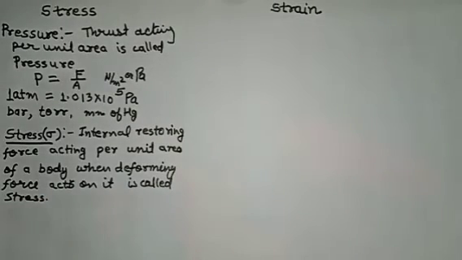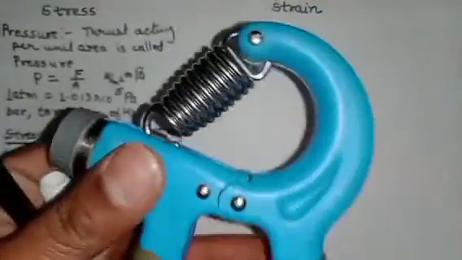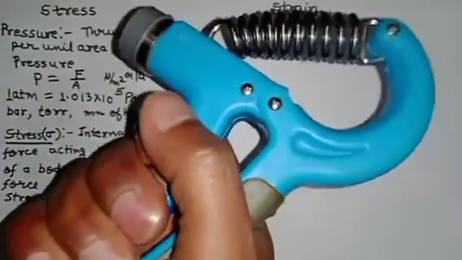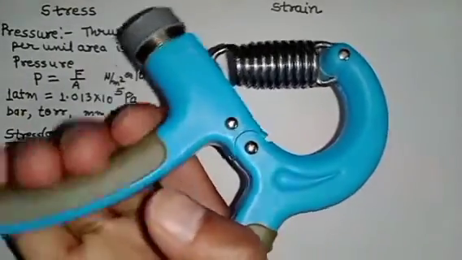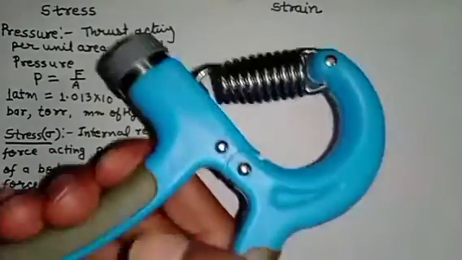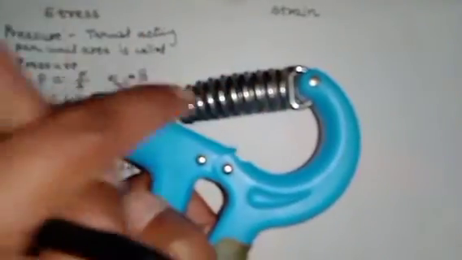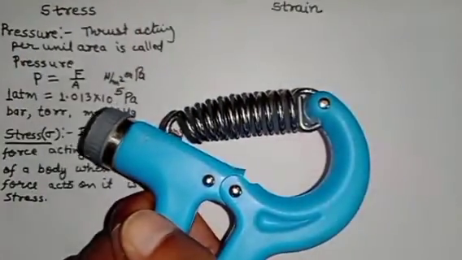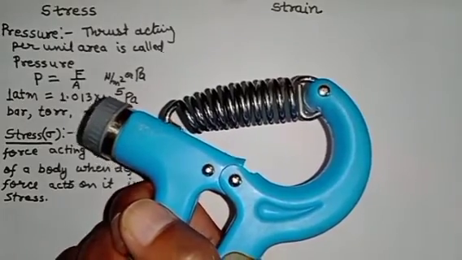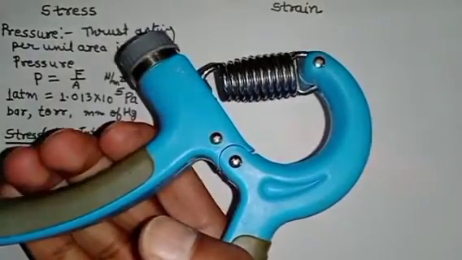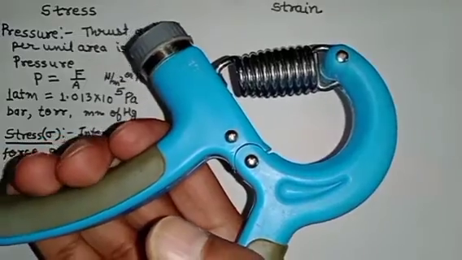When a body is subjected to any deformation, there is an internal restoring force. If I deform something, it tries to regain itself. This is the deforming force which has stretched this spring. And now, what is making it regain its shape?